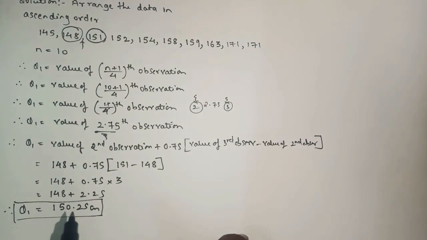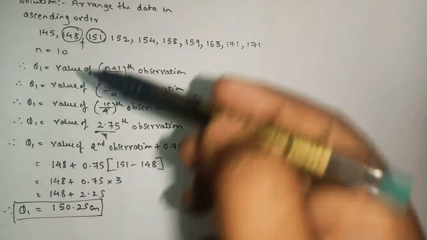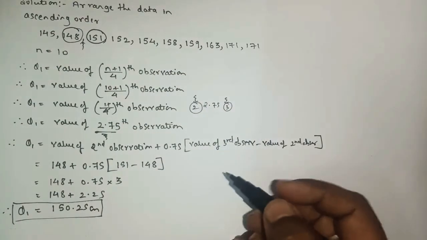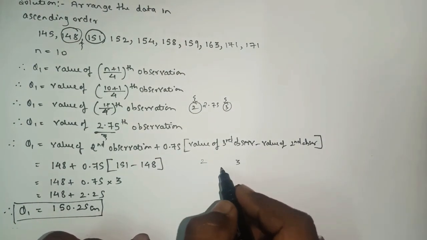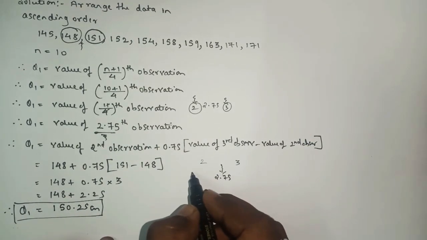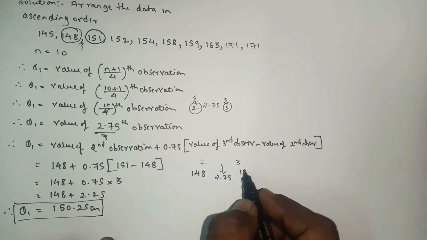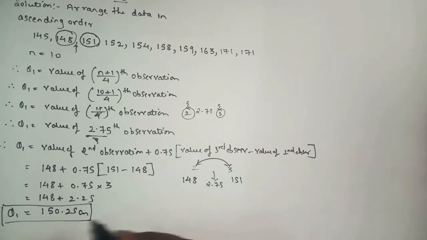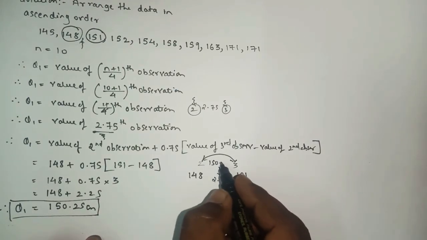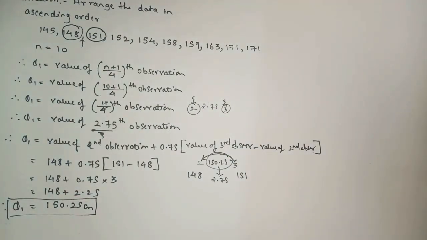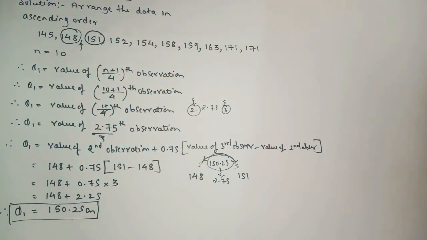As 150.25 should lie between 148 and 151, because this is the second term and this is the third term. And the value which we got was 2.75. Here the second term was 148, and here it was 151. So of course this value should lie between these two. Yes or no? And what we got is 150.25. Yes, we can predict that our answer is perfect. The calculation which we had done for this sum is perfect. Okay, I hope you all understood the first part.